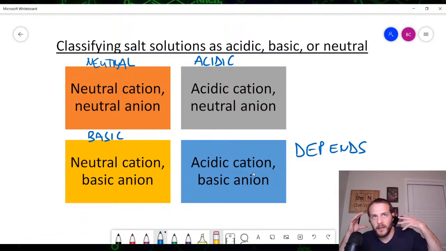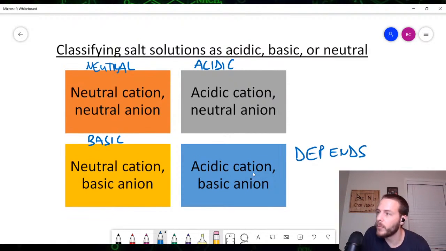Well, if your cation is acidic and your anion is basic, what it really depends on are the relative values of Ka for the acidic reaction and Kb for the reaction of the base reacting with water. If the Ka for your acid is larger than the Kb for your base, then you'll have an acidic solution. If the Kb for your base is larger than the Ka for your acid, then you'll have a basic solution. And so you just have to figure out what those numbers are, and then you can compare them, see which one's larger. The larger of the two will dominate and determine whether you have an overall acidic, basic, or neutral solution.